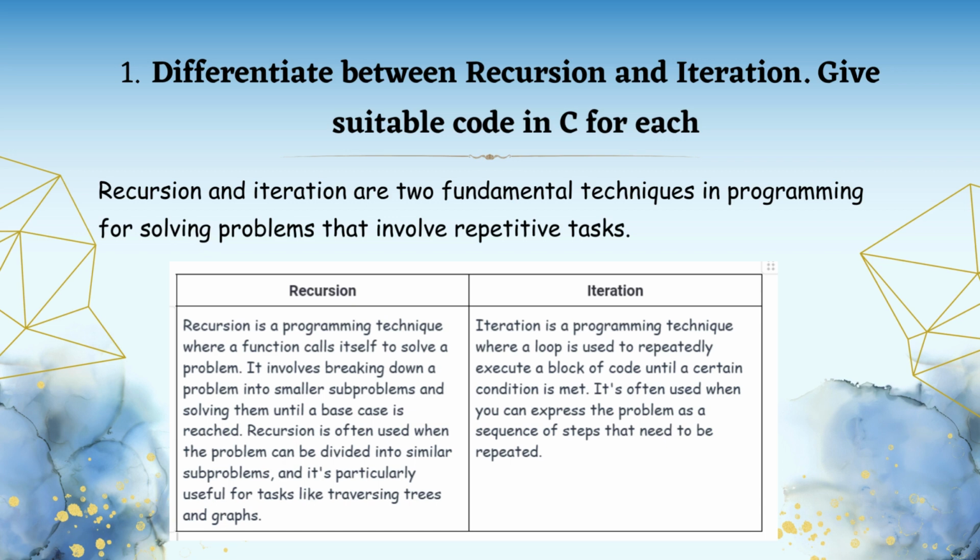traversing trees and graphs. Iteration is a programming technique where a loop is used to repeatedly execute a block of code until a certain condition is met. It's often used when you can express the problem as a sequence of steps that need to be repeated.